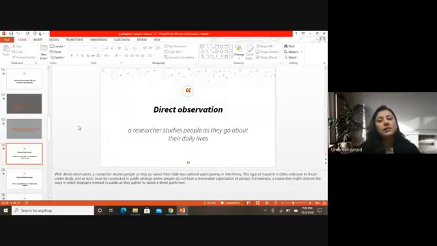Direct observation means a researcher studies people as they go about their daily lives. What do we mean by the word observation? Observation is that you don't interfere in what is happening. You don't interrupt anyone's work. You don't interrupt or interfere in whatever is happening, but you just observe.